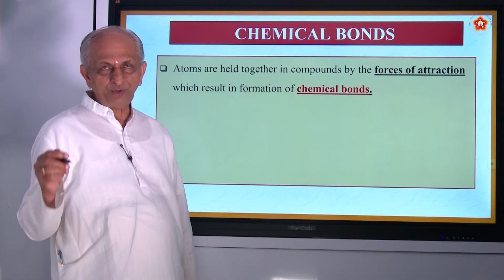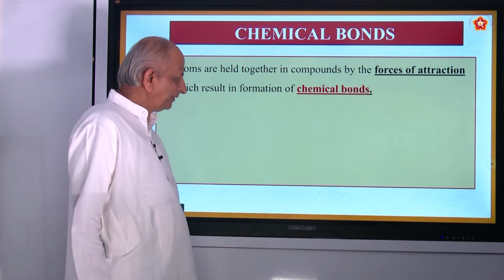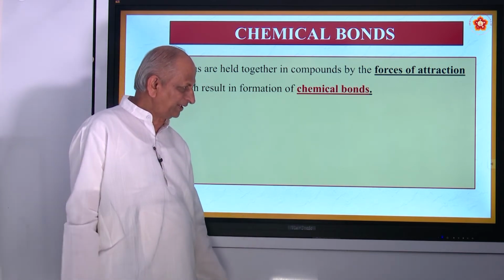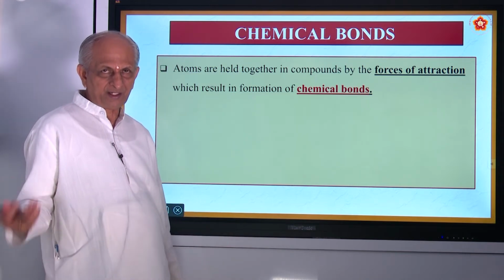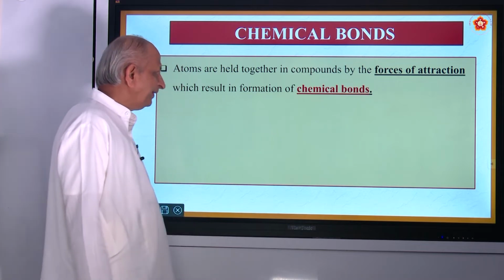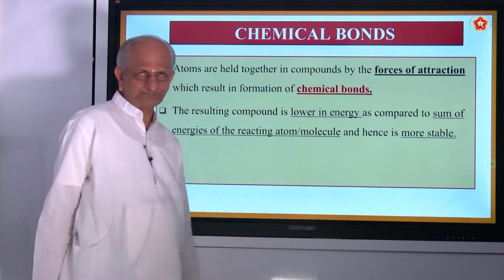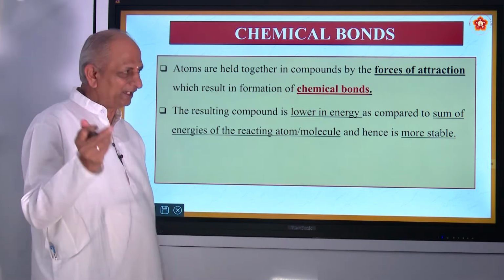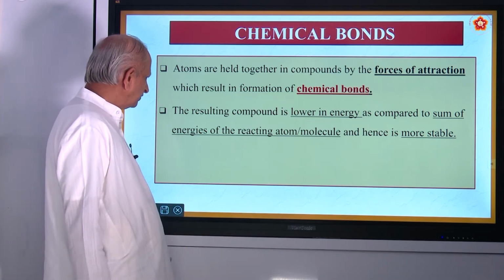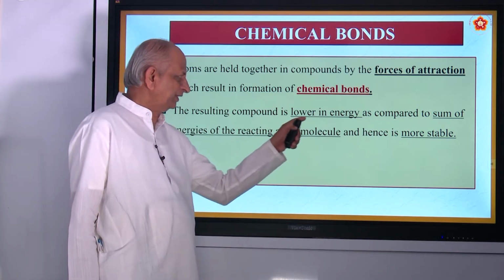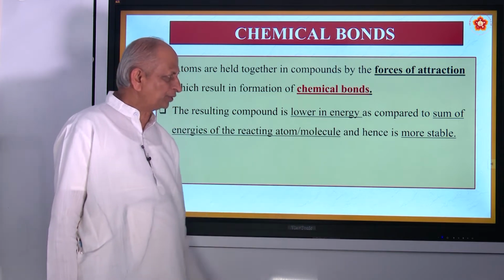That is pure love, a bondage of love there. And when the child is caught by the mother, the child feels happy and comfortable in the lap or in the hands of the mother. So elements also form a bond. There is a force of attraction between two elements, or it may be between the same element also. The resulting compound is lower in energy as compared to the sum of the energies of the reacting atoms or molecules, and hence it is more stable.